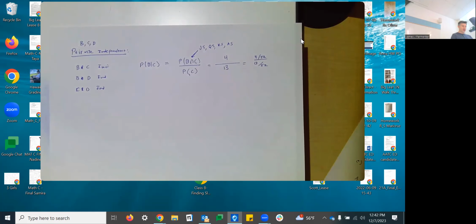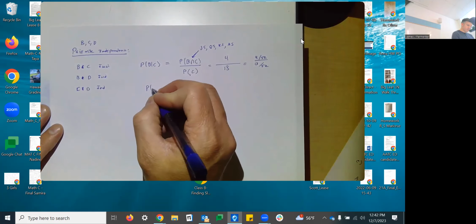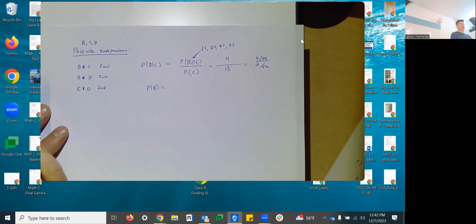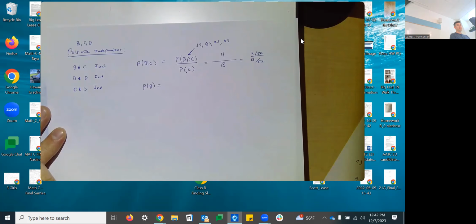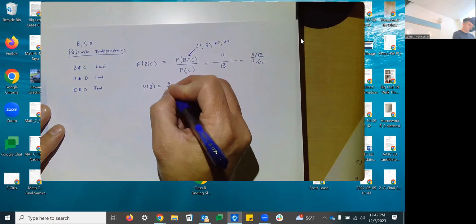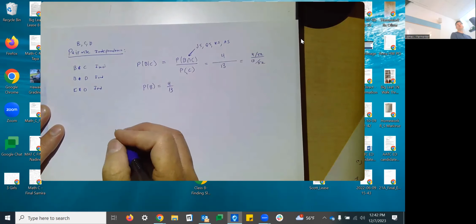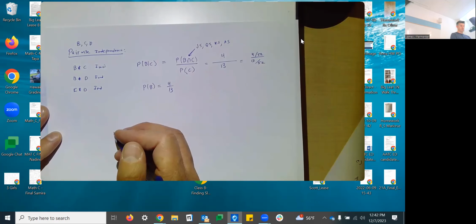What's the probability of B? Well, what was B? We have it already on the previous page, right? What's the probability of B? 4 out of 13. Oh, those are the same. So B and C are independent.